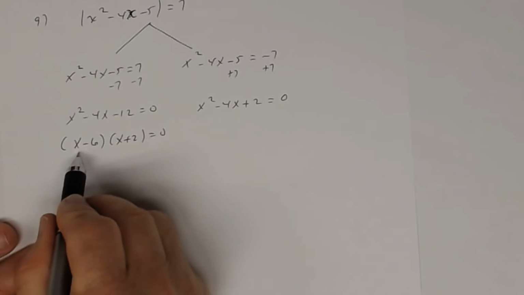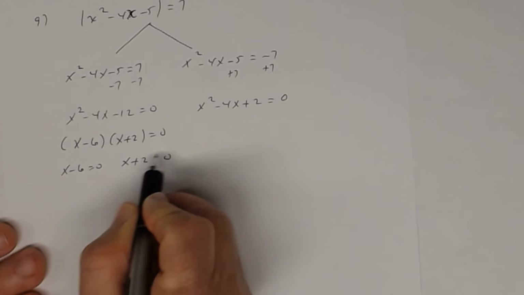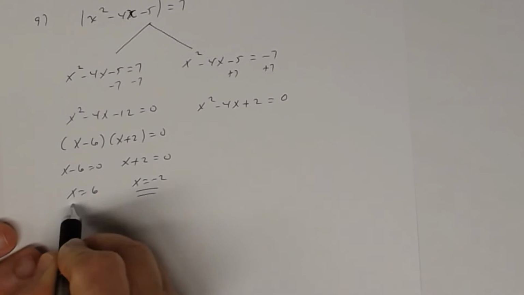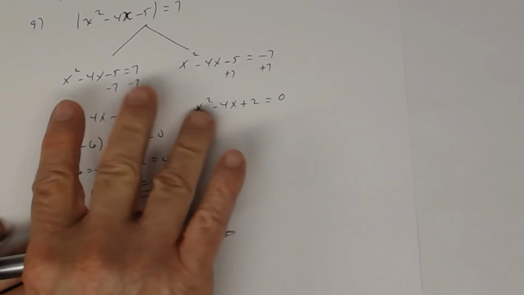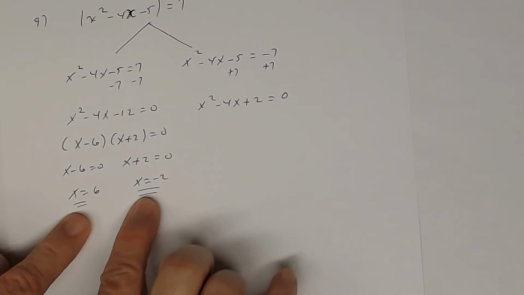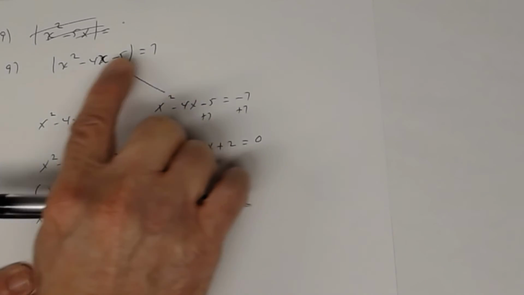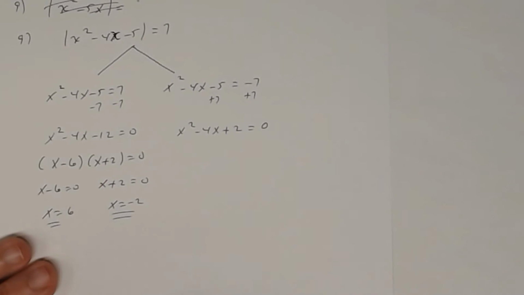And then if I set each factor equal to 0, just like this, I get x to be 6 and x to be negative 2. Okay? As long as I did this process correctly, these are your solutions. You do not have to check. So remember, you don't have to check because this number right here, if you get the absolute value expression by itself, this number is positive.